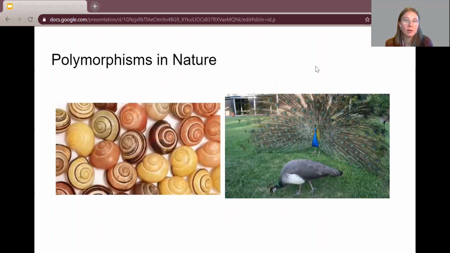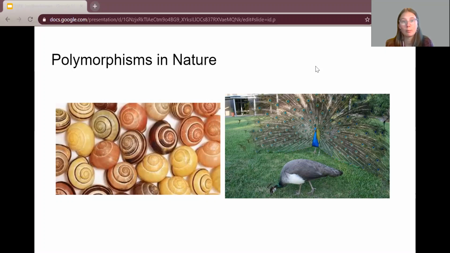Almost all species have polymorphisms present in their populations. For example, these snails all look different but are considered to be the same species. These peafowl show an example of sexual dimorphism, where one sex, typically the males, look much different from the other. Sexual dimorphism is used as a way to attract mates and for females to assess fitness of potential partners.